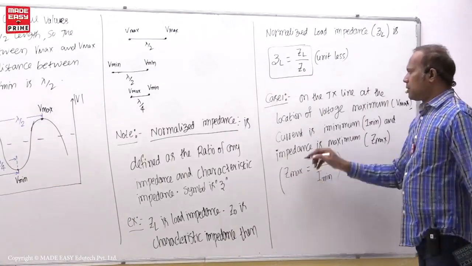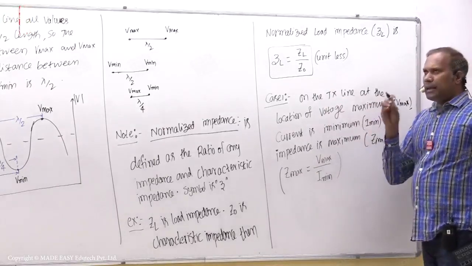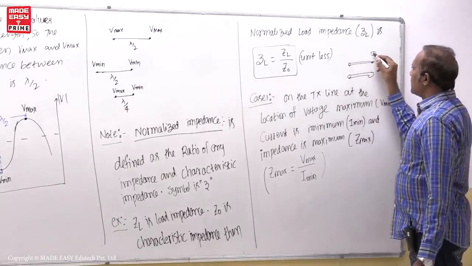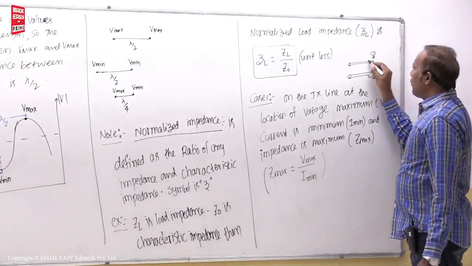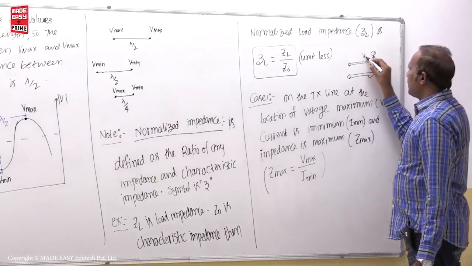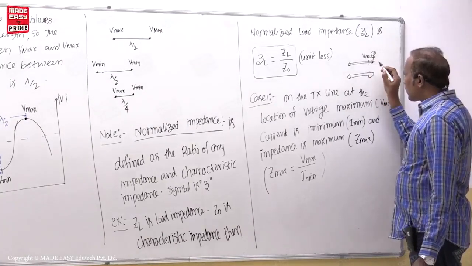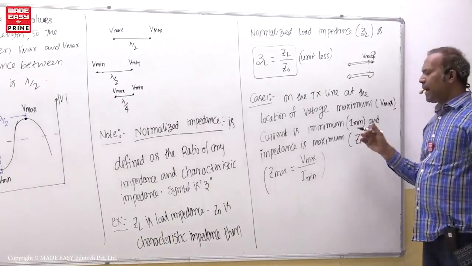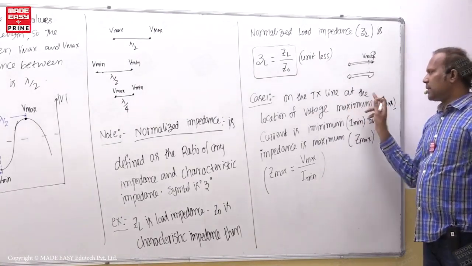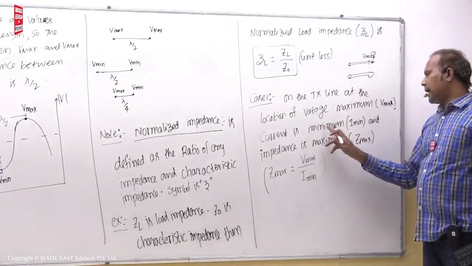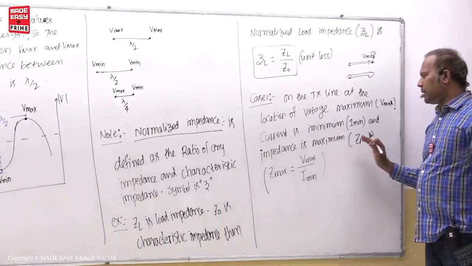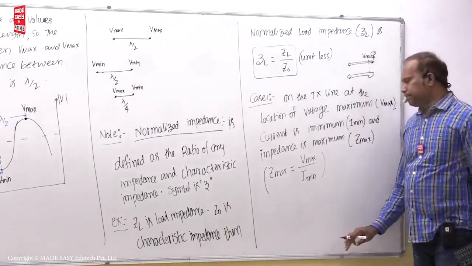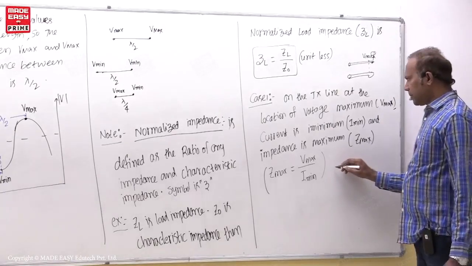Okay. So let us say you are going on the transmission line like this. You found here voltage maximum. Then definitely at that location, transmission line current is the minimum. Then impedance is also maximum at that location. That is the statement: on a transmission line at the location of voltage maximum, current is minimum and impedance is maximum. This is a standard statement, student.